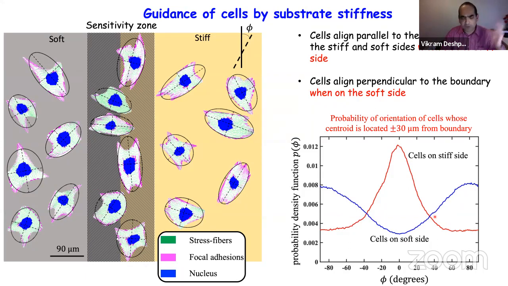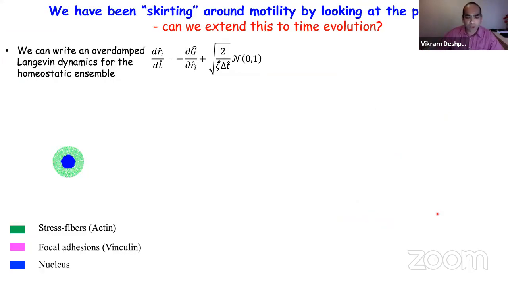Okay, so there's lots of different guidance. This is, of course, an example of the coupling between the substrate elasticity and the rest of the cell biochemistry. So I've been skirting around the issue of motility because I've been saying that the cells move, etc. But there was no real example of motility that I was showing here. But we can extend this formulation now to something which is truly non-thermodynamical in terms of understanding the time evolution.